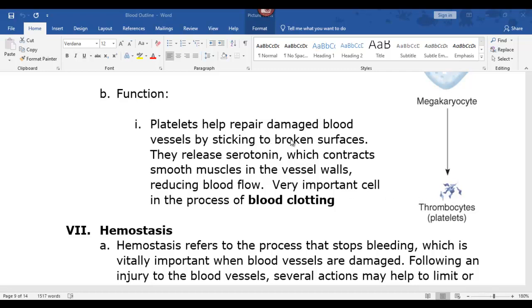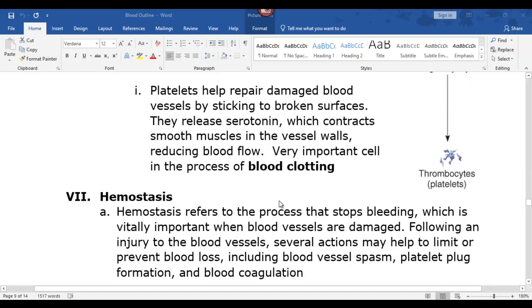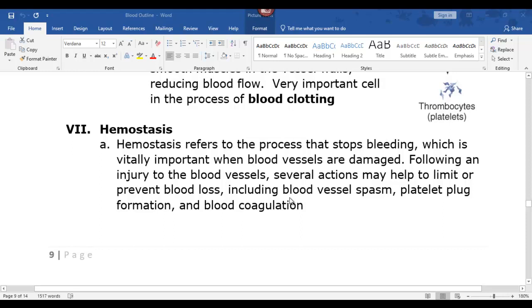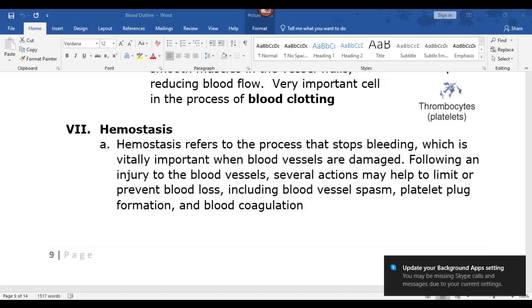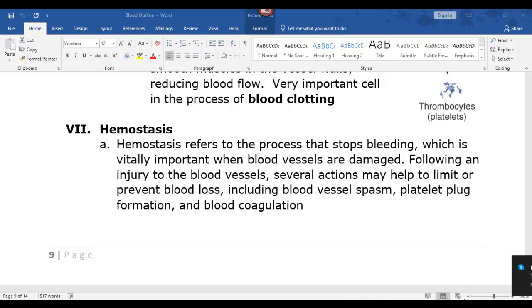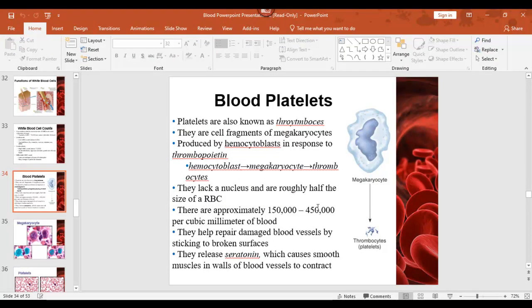Platelets help stick to damaged blood vessels, and they also release serotonin, which I know is a neurotransmitter, but serotonin causes squeezing of blood vessels. Now, hemostasis. Basically, blood will not clot unless you have platelets. They are very important. Any kind of disorder that involves a person not having many platelets in their system is bad because they cannot stop bleeding.